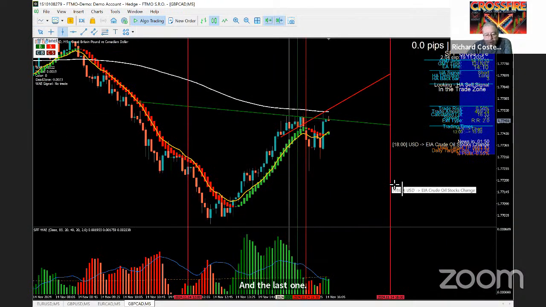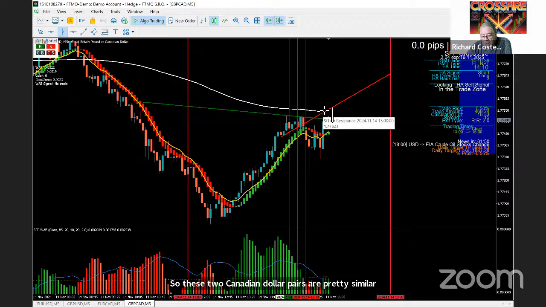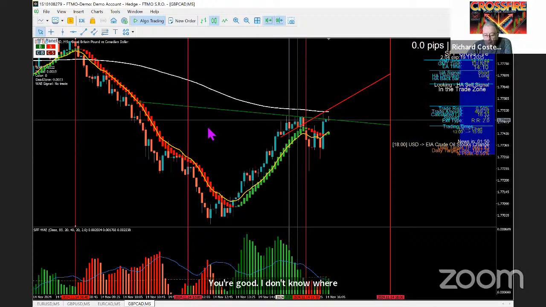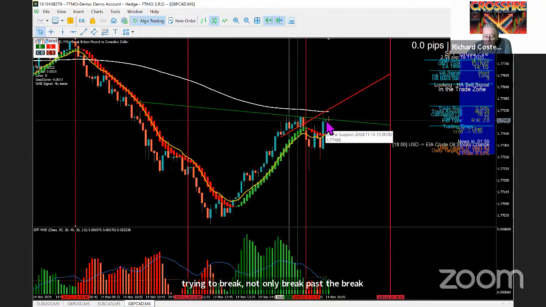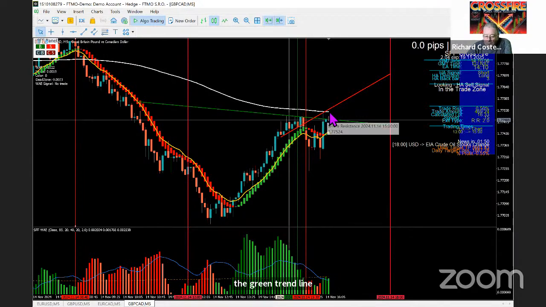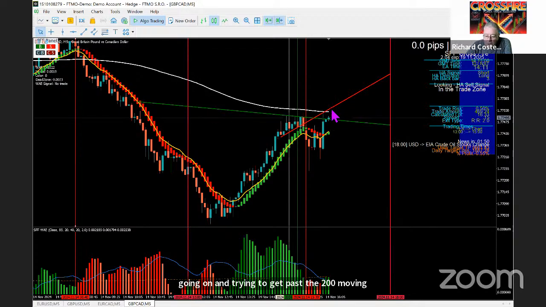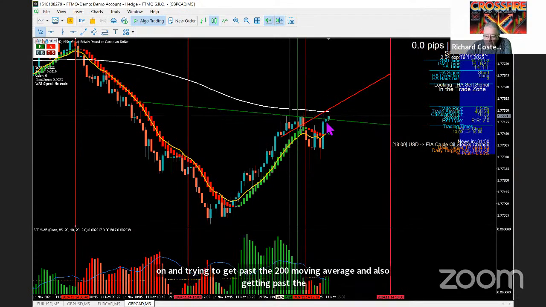So these two Canadian dollar pairs are pretty similar in that you've got price trying to not only break past the green trend line, in which case you'd be looking for a buy, but also going on and trying to get past the 200 moving average, and also getting past the red trend line. So there's a bit of resistance going on at that point.